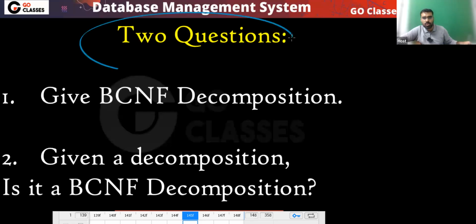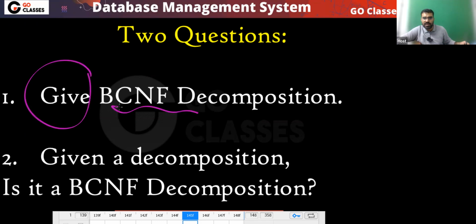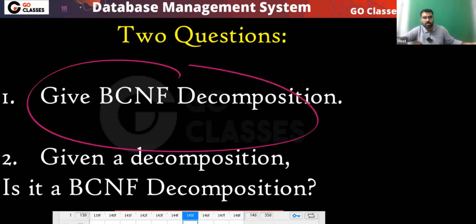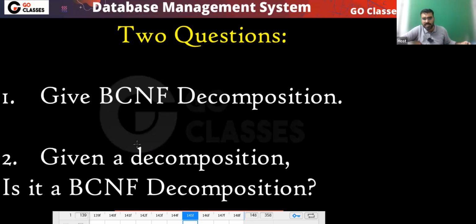Understand the difference between these two questions. If I ask you to give me a BCNF decomposition, will you give me a lossy one? The answer is no. You will not give a lossy one. So if I ask you to give a BCNF decomposition, you must give a lossless decomposition.